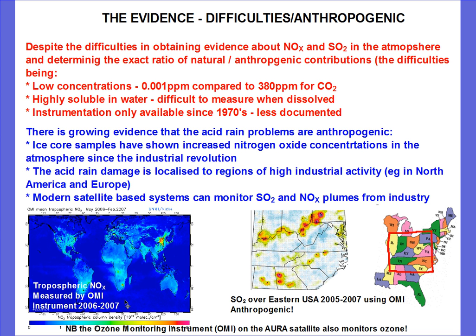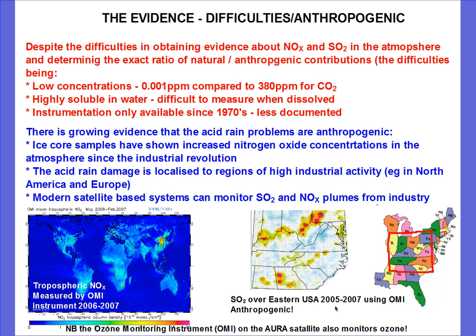First of all, in 2006-2007, it showed the main sources of nitrogen oxides in the atmosphere, and it's clear that these sources are clustered around highly industrial regions. It might be hard to see some of these, but in regions of heavy industry, you do have a lot of nitrogen oxides. They can also measure sulfur oxides or sulfur dioxide.